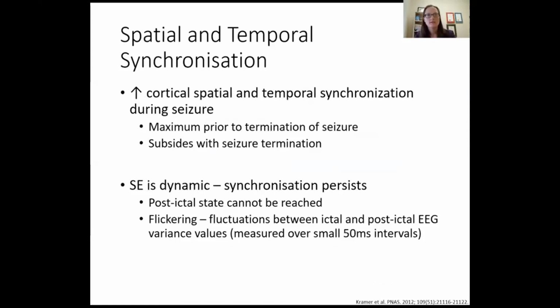Electrically, we think of spatial and temporal synchronization. So during a seizure, we see increased spatial and temporal synchronization, and this usually is maximum right before termination of the seizure. Status epilepticus itself, rather than a spontaneously terminating seizure, is a dynamic process, and this postictal state can't be reached. And the brain flickers between periods of cessation of synchronization and periods of synchronization when it is unable to transition to the postictal state and remain there.